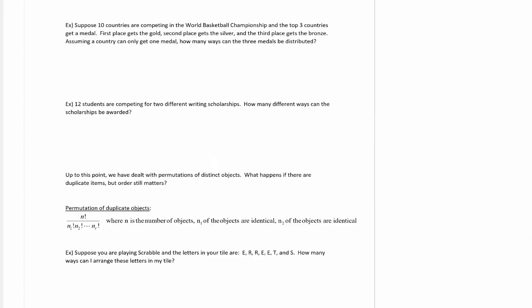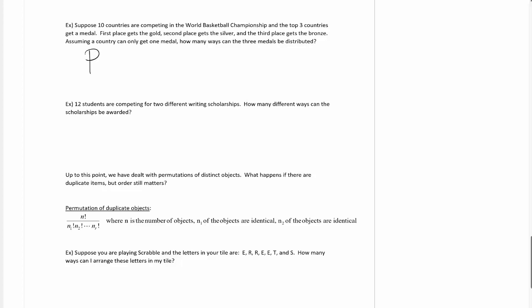Okay, let's take a look at the next example. Suppose 10 countries are competing in the World Basketball Championship and the top 3 countries get a medal. First gets gold, silver for second, bronze for third. Assuming a country can only get 1 medal, how many ways can 3 medals be distributed? So again, we're talking about n items taken r at a time, where order matters, and I can only select each individual item, or in this case, country, once.